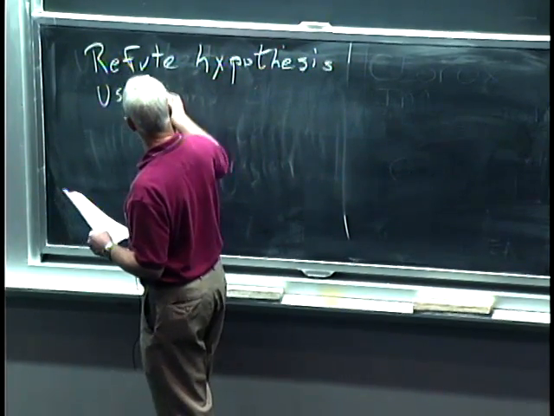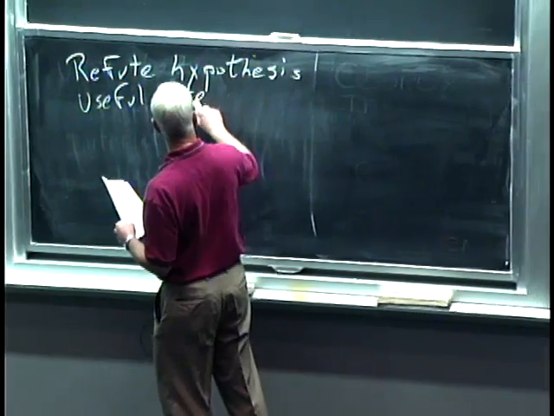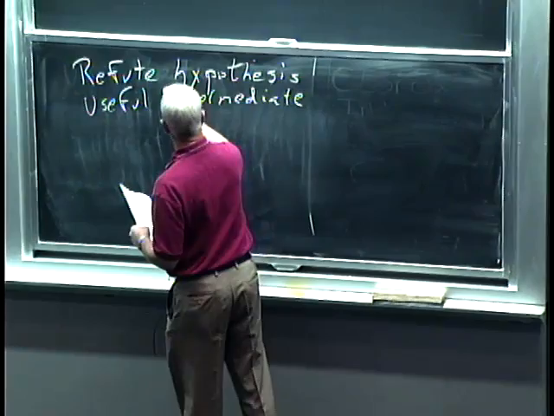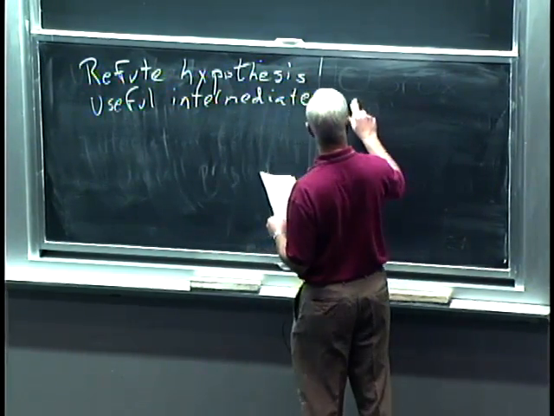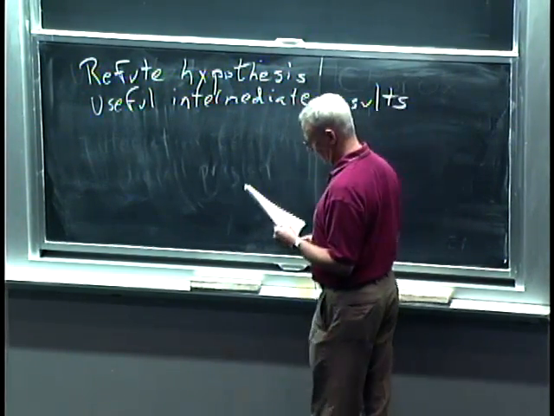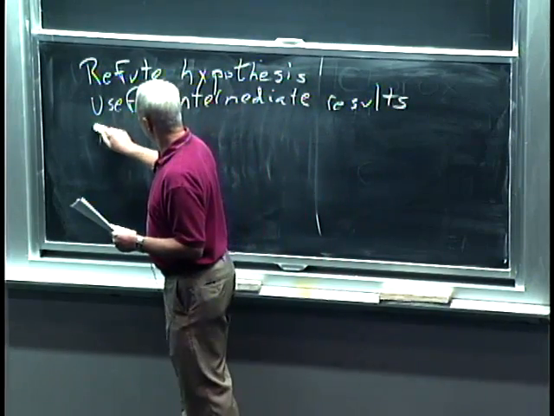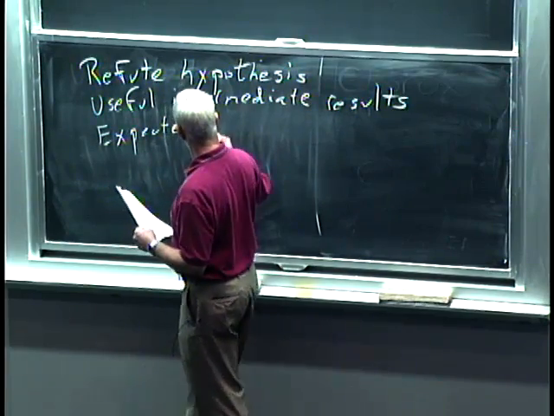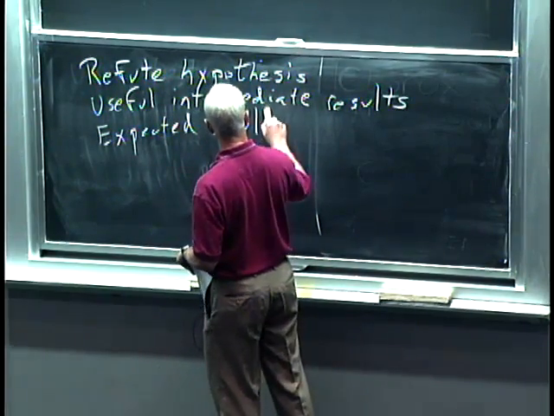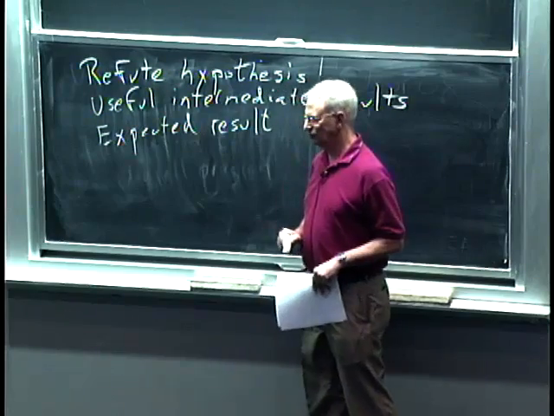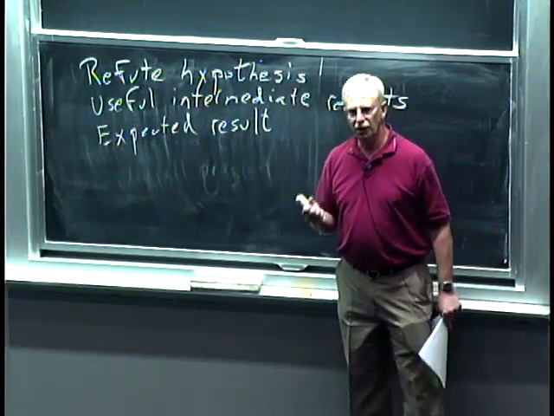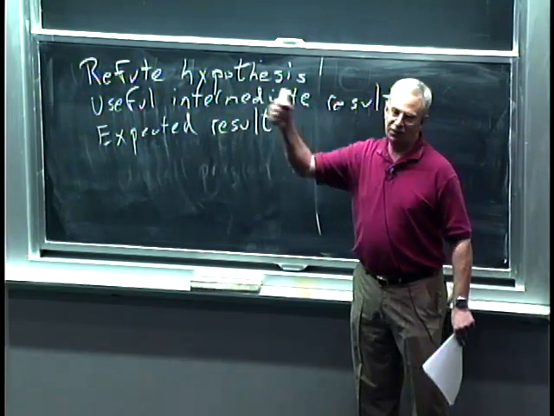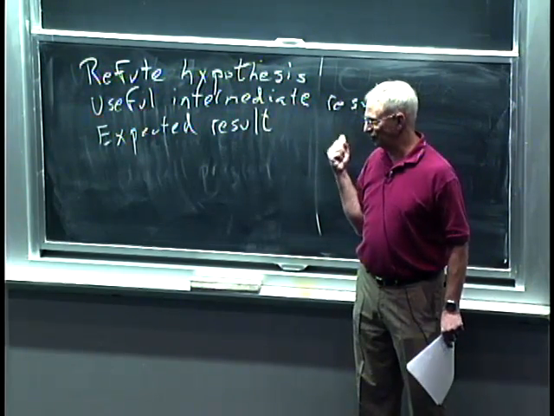Typically, it's nice if it can have useful intermediate results, not just one answer at the end. So we can sort of check the progress of the code. And we must know what the result is supposed to be. Typically, when you run an experiment, you say, and I think the answer will be X. If it's not X, you've refuted the hypothesis.